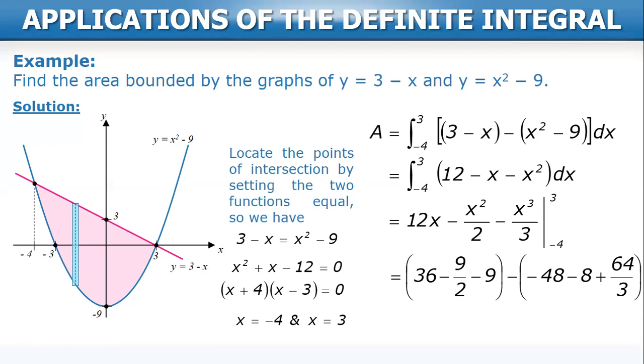12 times 3 minus 3 squared, 9 over 2. 3 cubed is 27 divided by 3, it's 9. Minus lower limit, 12 times negative 4, it's negative 48. Negative 4 squared is 16 divided by 2, 8. So minus 8. Negative 4 cubed is negative 64, times negative, that's positive 64. And the area is 343 over 6.